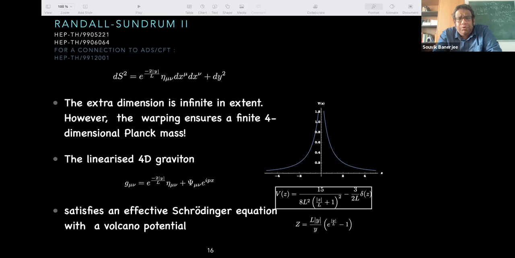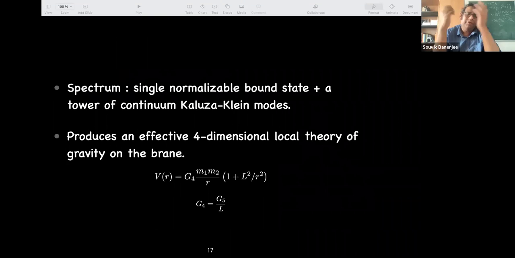The approach of Randall-Sundrum was very standard. They start with this metric and consider fluctuations, and they try to understand what kind of gravity spectrum you get on the brane. They see that the effective potential looks like this, as I wrote down here. It's a volcano-like potential. In the middle, there is a delta function which corresponds to the position of the brane, and it solves an effective Schrodinger equation with this particular potential. In the spectrum, you get a single normalizable bound state and a tower of continuum Kaluza-Klein modes. And the effective potential at low energies explicitly retrieves Newtonian gravity, with the identification of the 4-dimensional and 5-dimensional cosmological constant given by the relation that I've written down.